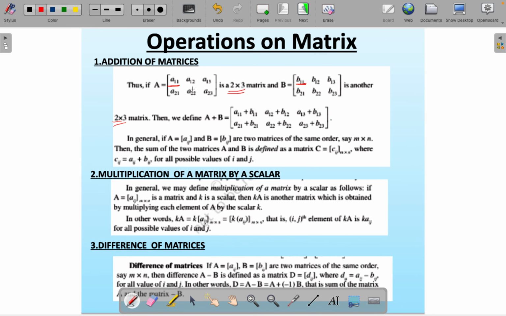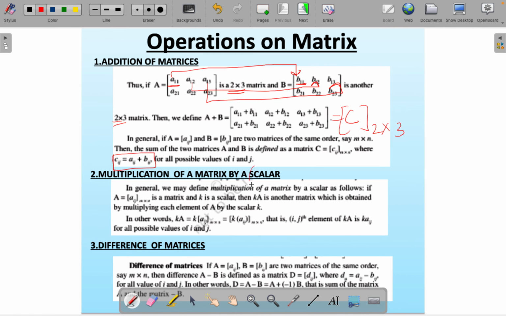That means the order of A plus B, the resultant which will come, suppose I call it C, the order of C will be 2 by 3, the same as A and B, and the corresponding elements will get added. That is, a11 with b11, a12 with b12, a13 with b13, and so on. So in general, I can say Cij will be equal to Aij plus Bij for all the possible values of i and j.